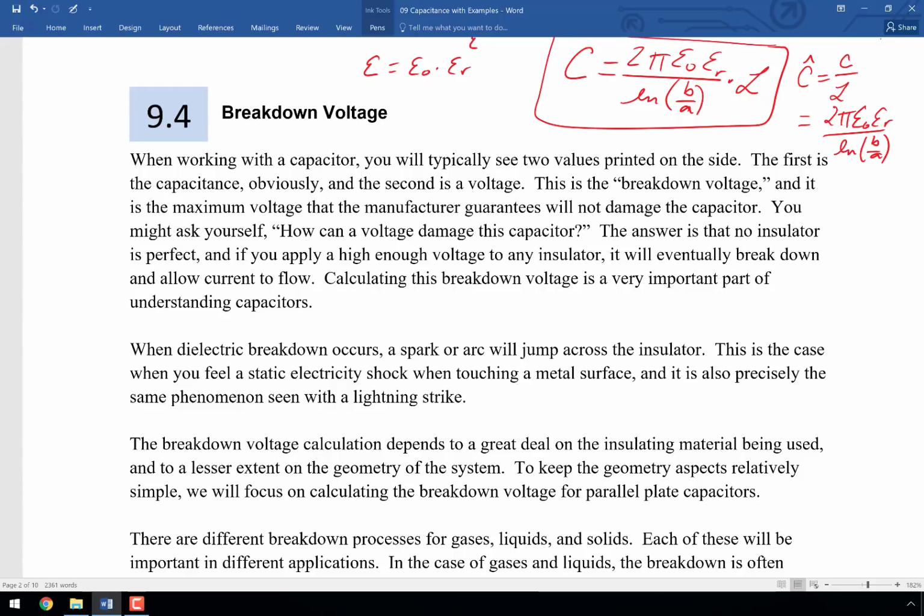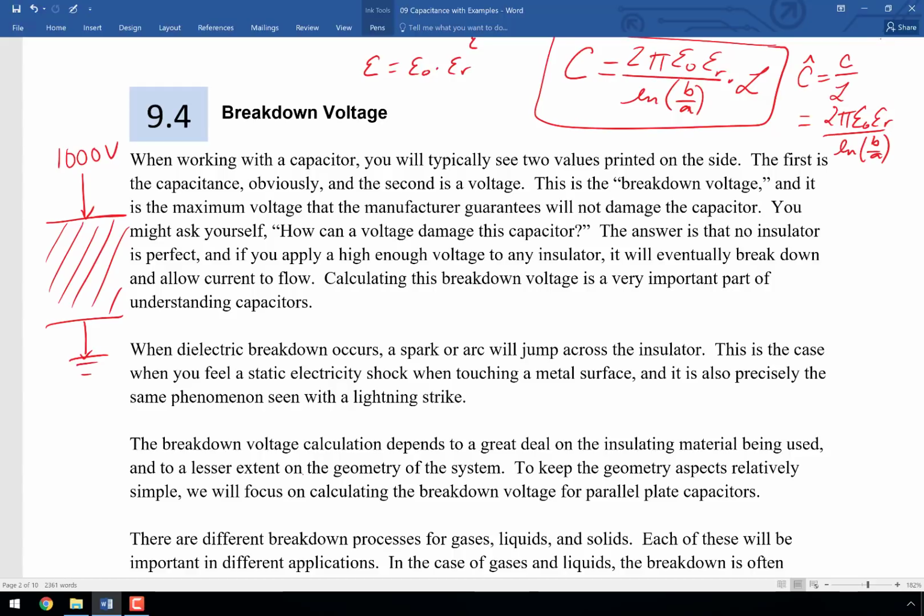If you apply a high enough voltage to any insulator, it will eventually break down and allow current to flow. So you have the capacitor over here, and it's full of material that is going to resist the flow of current. I'm going to have a voltage coming in here and a voltage coming out here, maybe 1,000 volts, relative to ground.